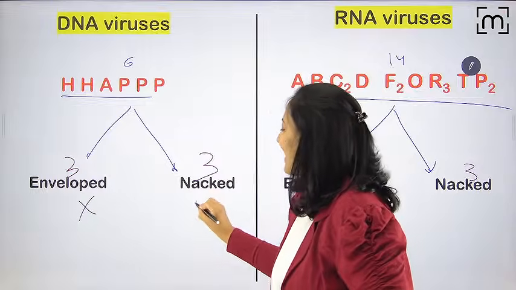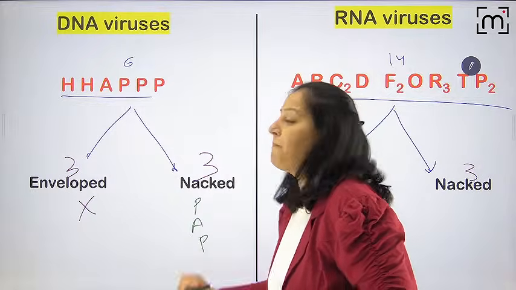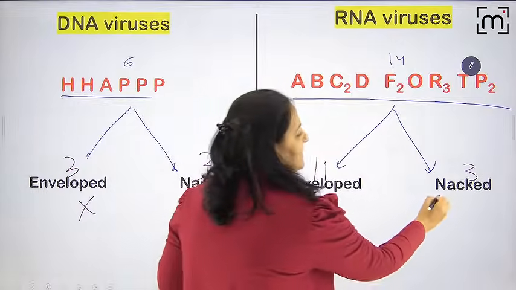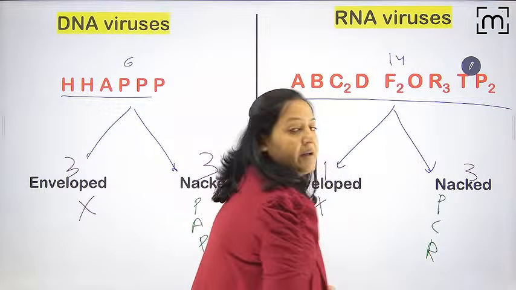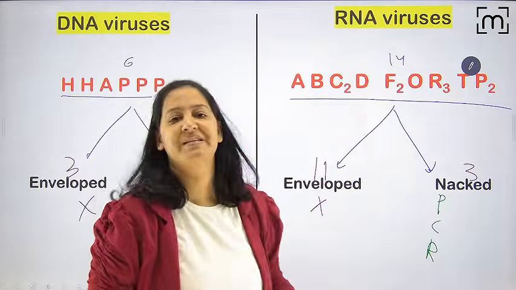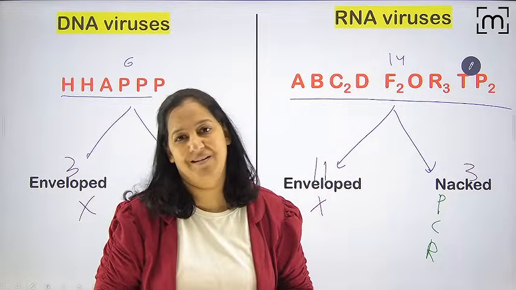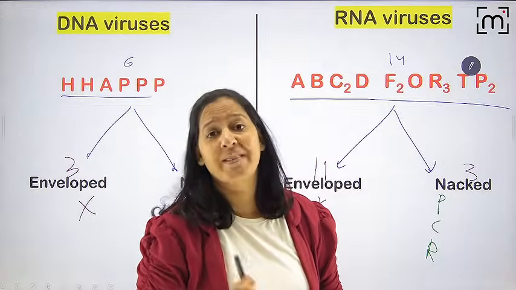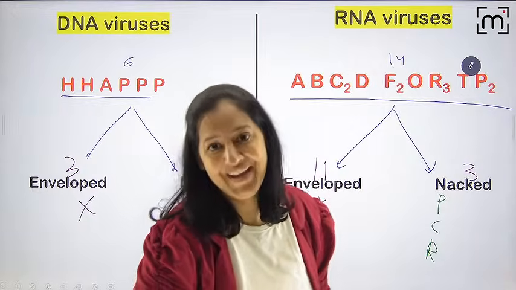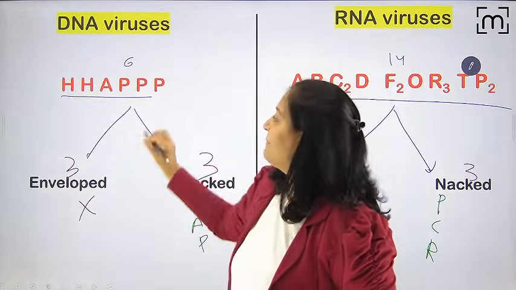Here, naked is POP. Learn the mnemonic: naked is POP in DNA. And in RNA, learn the mnemonic: naked is PCR. Now what is P? I warned you, I threatened you: P is a confusion in virology. So beware of P. So what is this P? How many P's do we have?